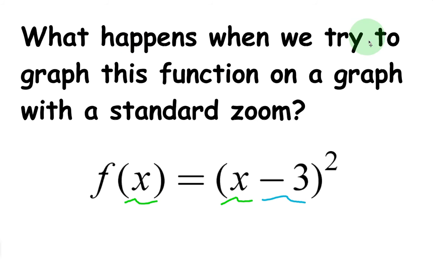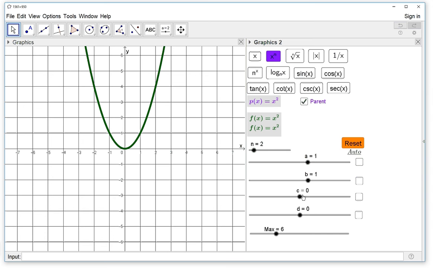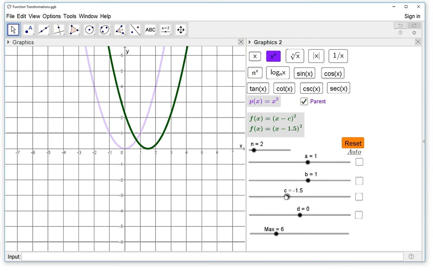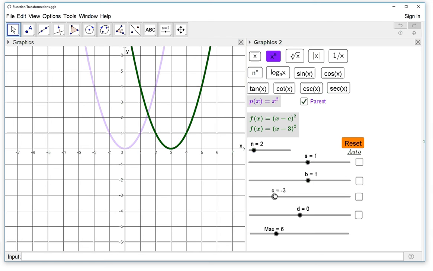Now what happens when we try to graph this function on a graph with a standard zoom? We're going to take the same function, but we're going to subtract 3 from the x value. We're going to take that and square that quantity. Okay, so we can actually still see the graph. Here, the purple is the parent graph, green is the transformed graph, x minus 3 squared. We can still see the vertex of the parabola.